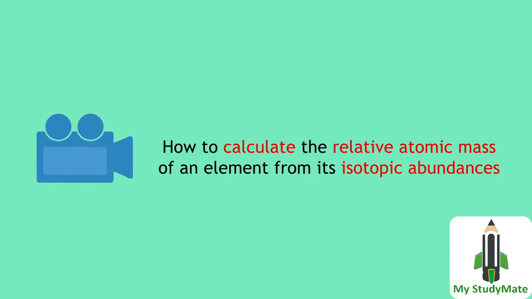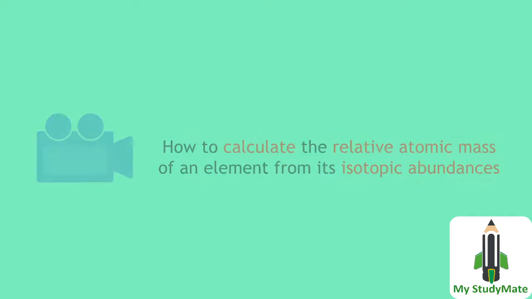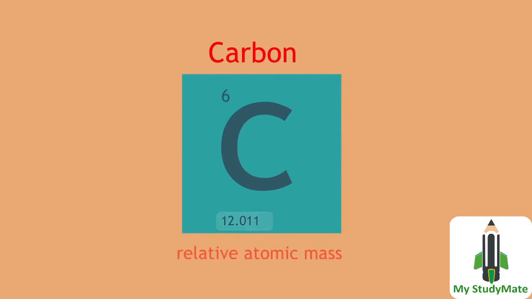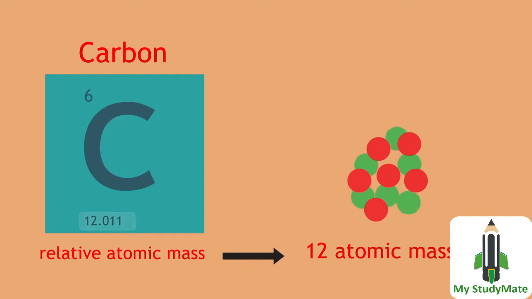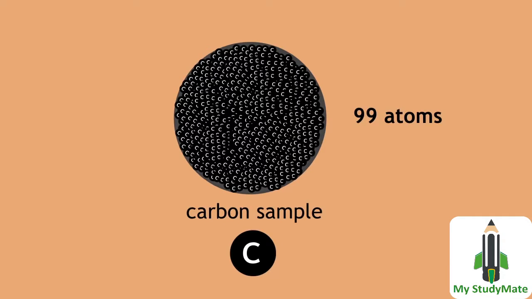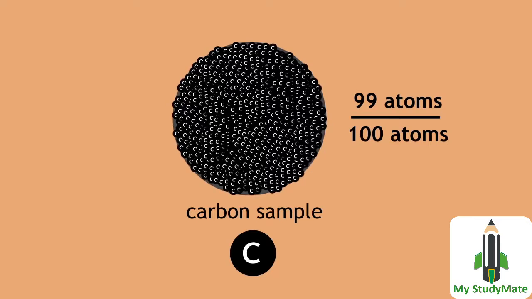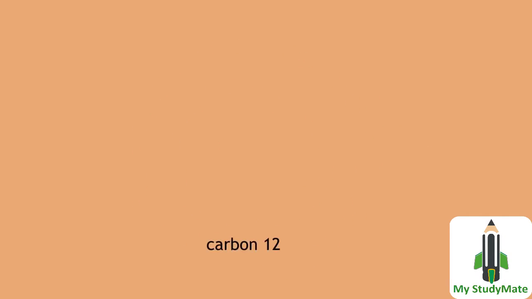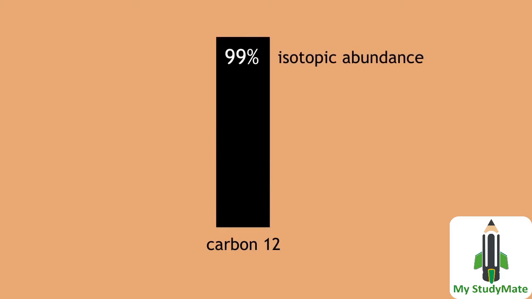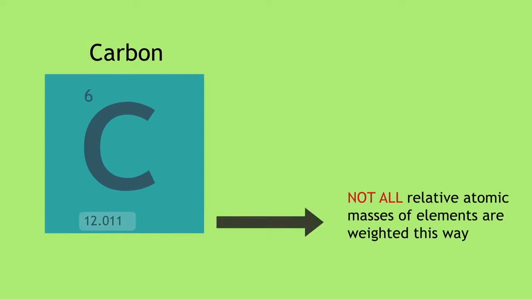In this video, we are going to learn how to calculate the relative atomic mass of an element from its isotopic abundances. If we consider carbon, its relative atomic mass is very close to 12 atomic mass units. This is because in nature, 99 atoms out of 100 atoms of a carbon sample are carbon-12 isotopes. Another way of saying this is that carbon-12 has a 99% isotopic abundance.